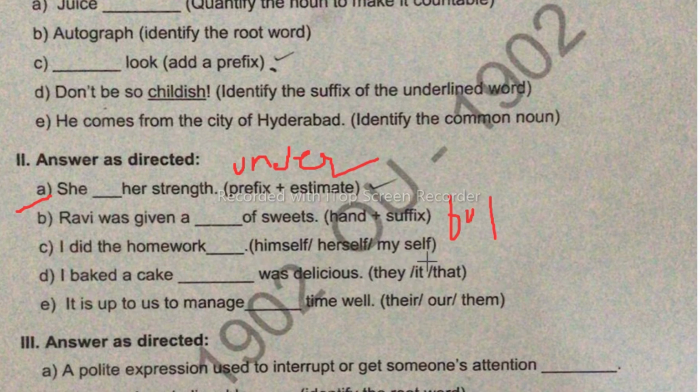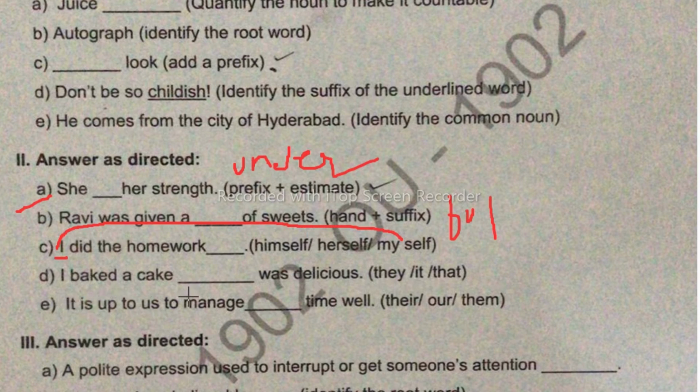I did the homework dash. Himself, herself, myself, which reflexive pronoun should we write here? Because we are talking about the subject I, if he is there we can write himself, if she is there we can write herself. But here we are talking about I. Here we have to reflect the subject upon the object. So myself. I did the homework myself.